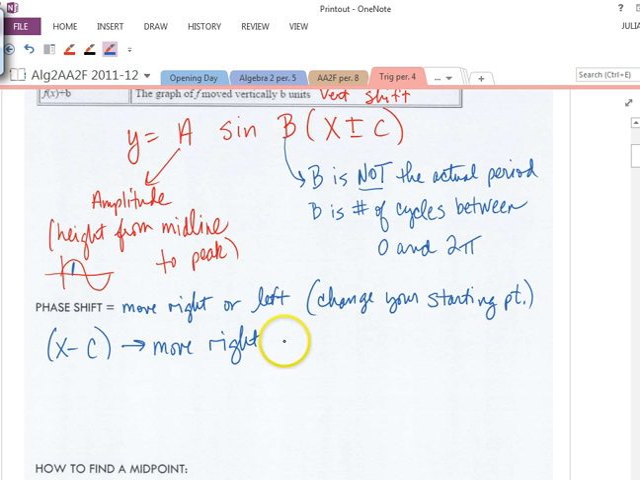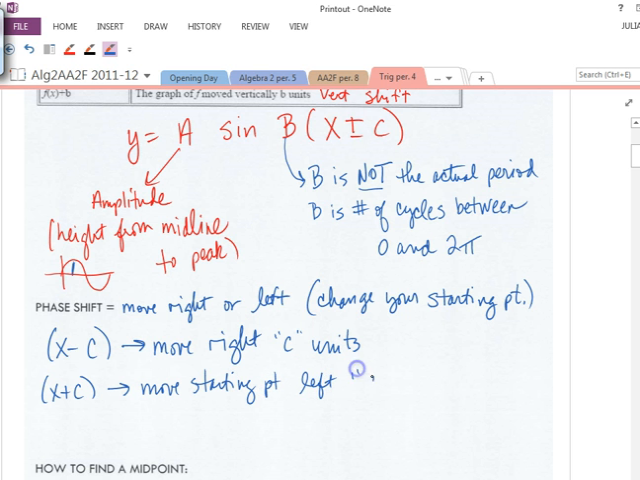Okay, move your starting point right, c units. If your equation says x plus c, you are going to move your starting point to the left. To the left c units. To the left, to the left. And basically, if you've got x minus or x plus c, c is going to be your starting point.